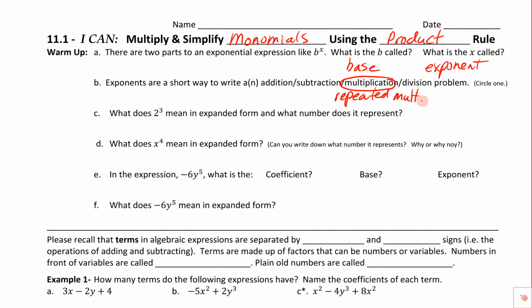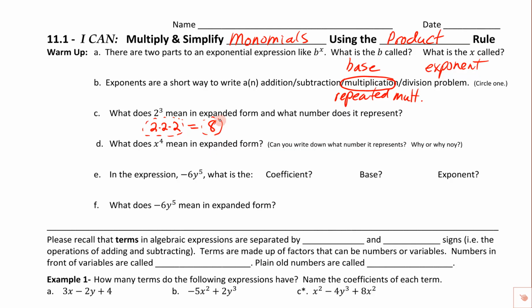And then here it says, what does 2 to the third mean in expanded form and what number does it represent? So if we say 2 to the third, 2 is the base, 3 is the exponent. So the 3 tells us how many times we use 2 as a factor in a multiplication problem, how many times we repeat it. So this is going to be 2 times 2 times 2. And we can come up with the number for that. The number that would equal would be 8. So this is called expanded form.